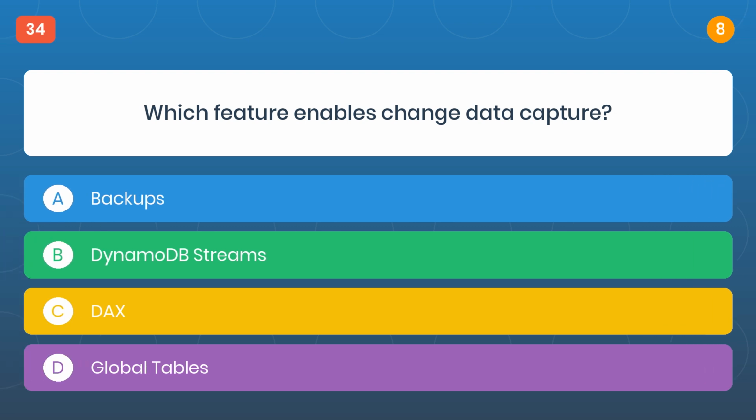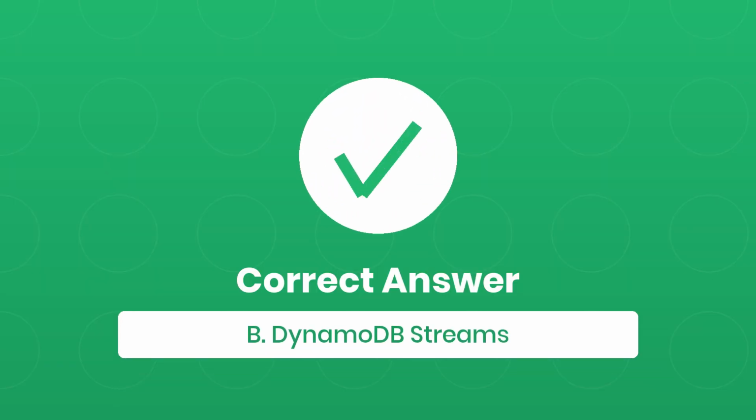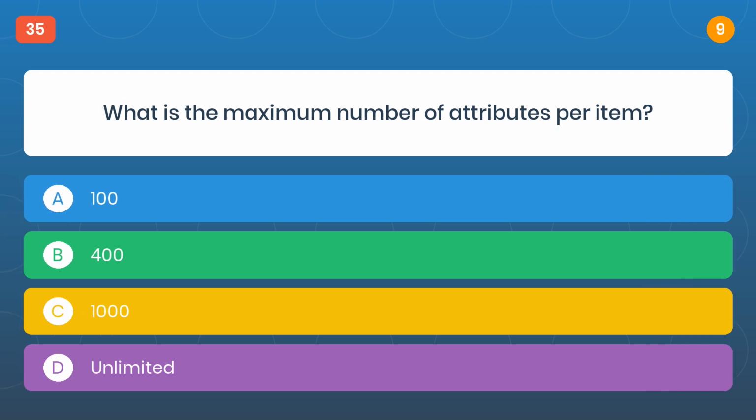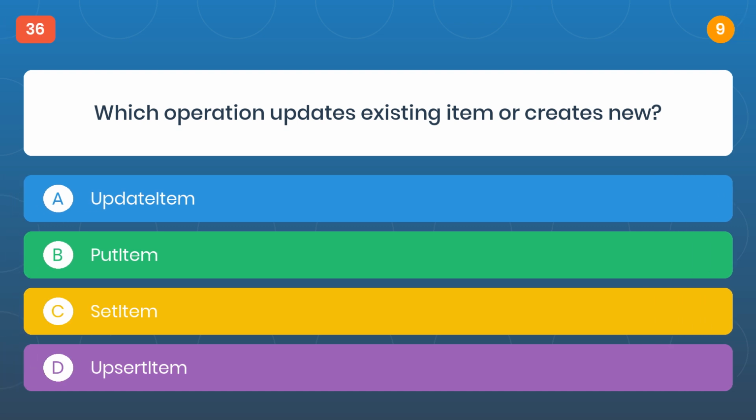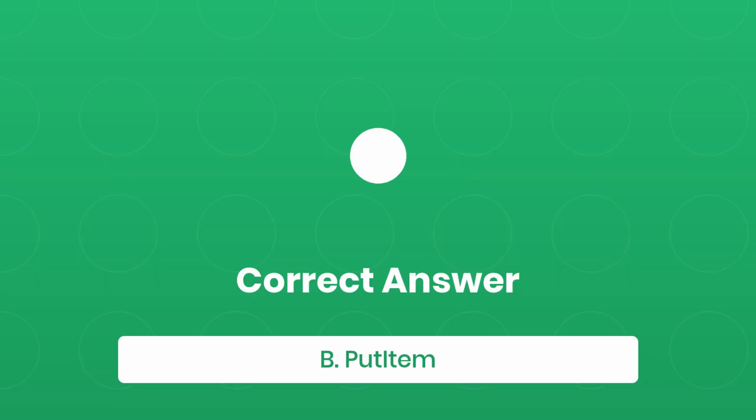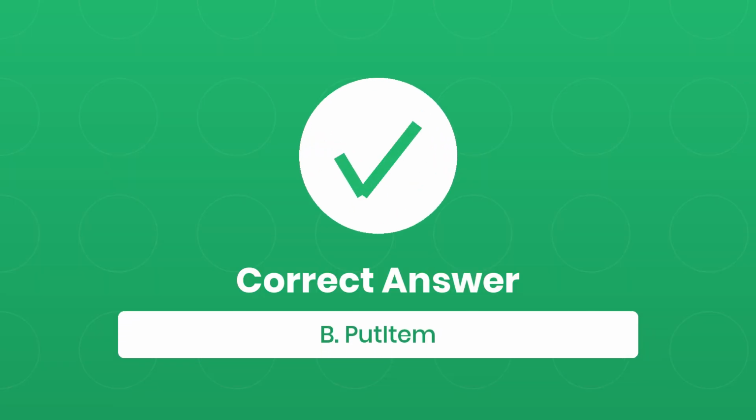Question 34. Which feature enables change data capture? The correct answer is B, DynamoDB Streams. Question 35. What is the maximum number of attributes per item? The correct answer is D, unlimited. Question 36. Which operation updates existing item or creates new? The correct answer is B, put item.